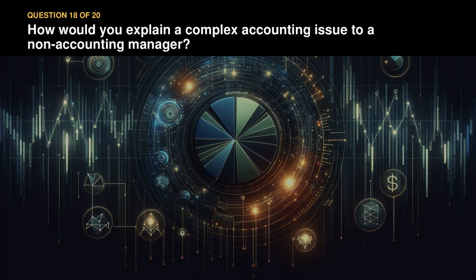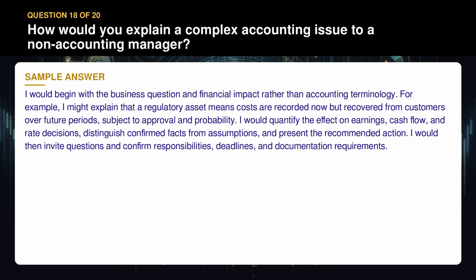Question 18. How would you explain a complex accounting issue to a non-accounting manager? I would begin with the business question and financial impact rather than accounting terminology. For example, I might explain that a regulatory asset means costs are recorded now but recovered from customers over future periods, subject to approval and probability. I would quantify the effect on earnings, cash flow, and rate decisions, distinguish confirmed facts from assumptions, and present the recommended action. I would then invite questions and confirm responsibilities, deadlines, and documentation requirements.